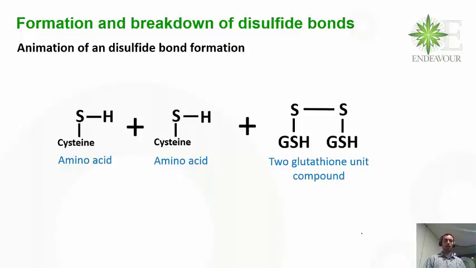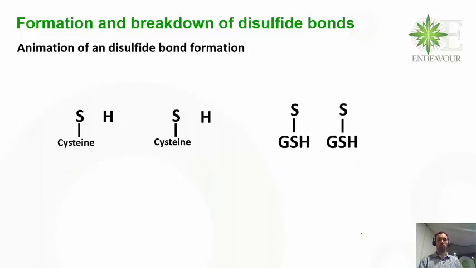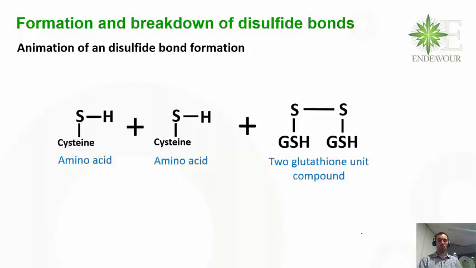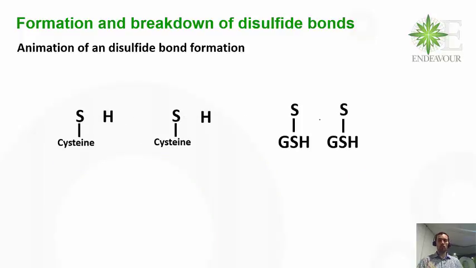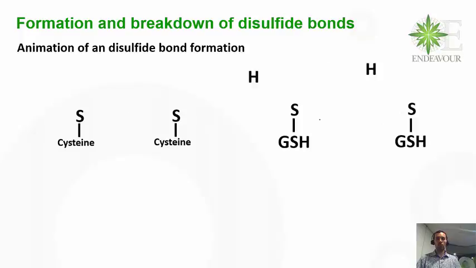So let's have a look at how this works in an animation. So we've got individual cysteine amino acids and then a 2 unit glutathione compound. So first thing that is going to happen is we're going to lose the attachments between hydrogen and the sulfur within the thiol functional groups on each amino acid. And we're also going to lose the disulfide bond within the 2 unit glutathione compound. So there'll be a level of energy input needed to start this chemical reaction, but to allow these bonds to break.